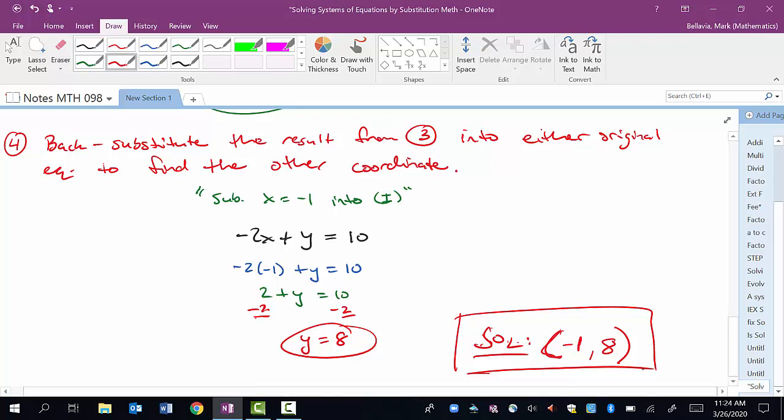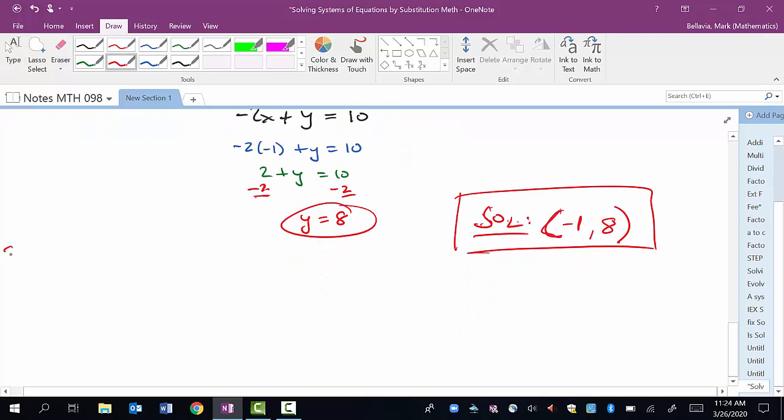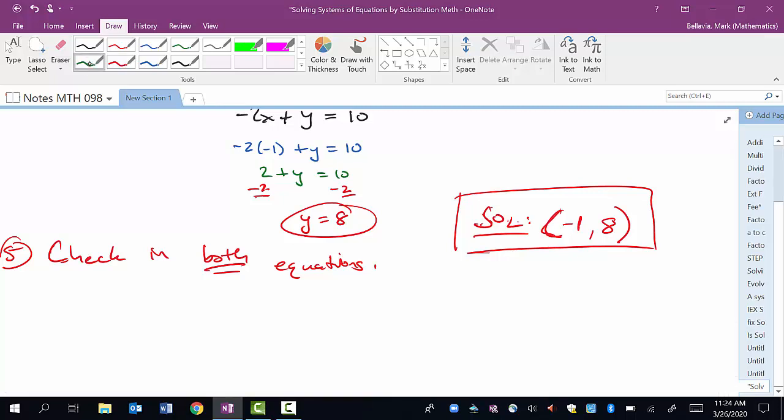The last thing you should do, and this is really for yourself, unless it's asked for in the problem, is to check. Remember, when you check, you want to check in both equations. The reason we check in both equations is because, remember, for it to be a solution, it has to fall on both lines. There has to be a point on both graphs. So if you only check in one, it only tells you it's a point on one of them. You have to show it's a point on both.